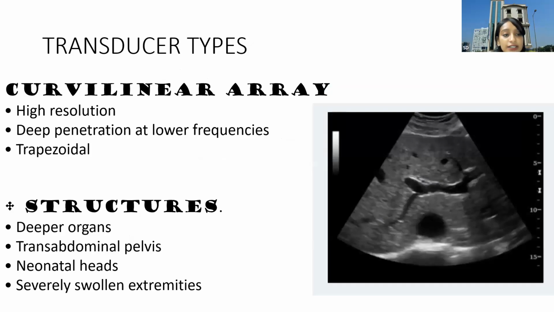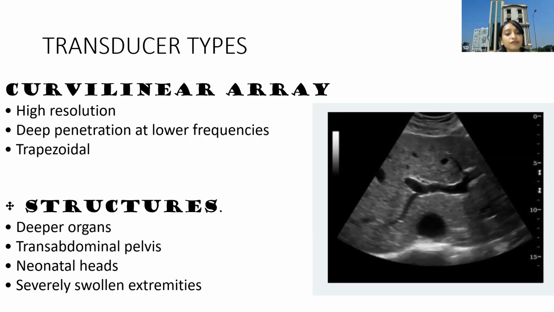Next is the curvilinear probe. A curvilinear probe is used to see something which is placed at a more depth. So when we want to check the abdomen of a patient, we would use a curvilinear probe, or for any structure which is present at a higher depth, we will go for a curvilinear probe. So here there is lower resolution, then deep penetration is there with lower frequencies.